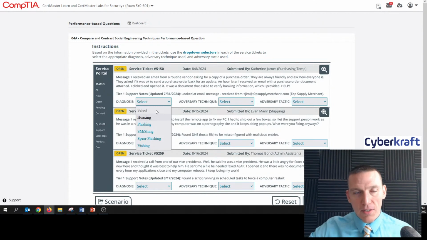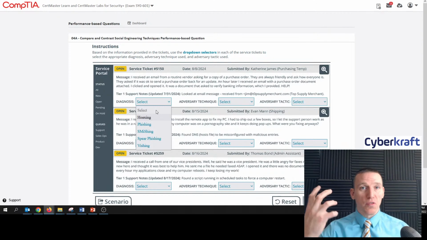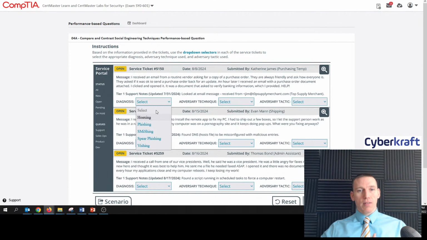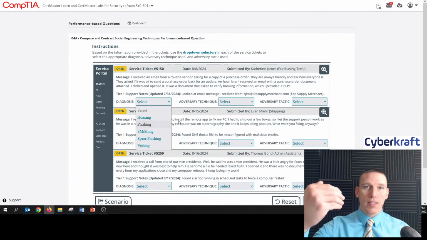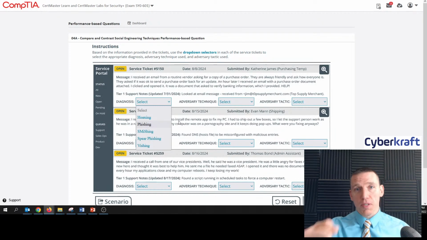So hoaxing is coming up with a scenario that's false, some sort of scenario designed to get somebody to do some sort of action. Kind of like fake news almost, okay? That's hoaxing. Then we have phishing. Phishing, as we know, is an attempt to gather credentials or information from somebody through email. So this could be considered a phishing attack.